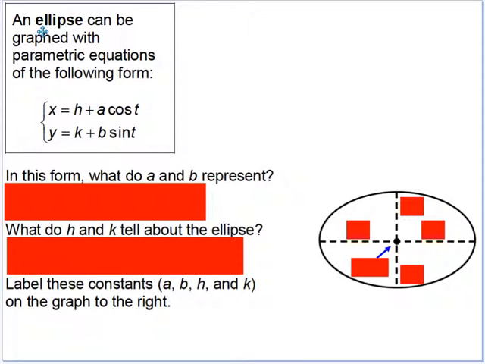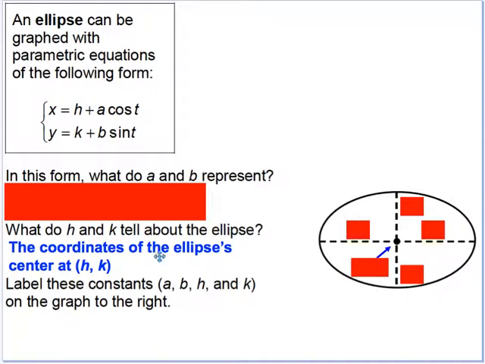Anyway, an ellipse can be graphed with parametric equations in the following form: x equals h plus a times cosine t, and y equals k plus b times sine t. We're used to the h and the k with the circle, which told us where the center of the circle is. It's also going to tell us where the center of the ellipse is. The h and the k are the coordinates of the center. Your h is always your x value, your k is always your y value.